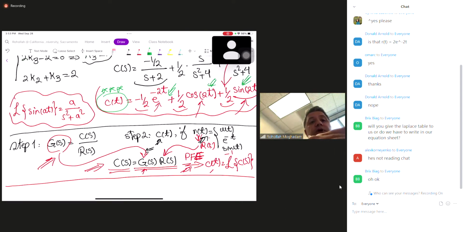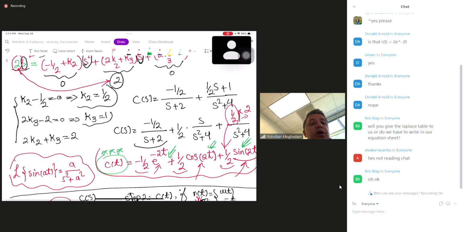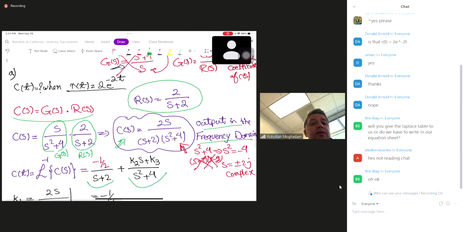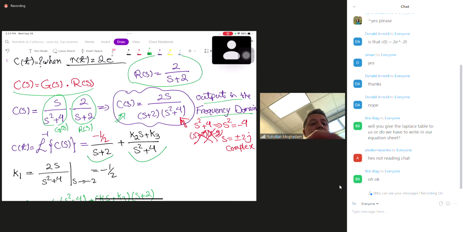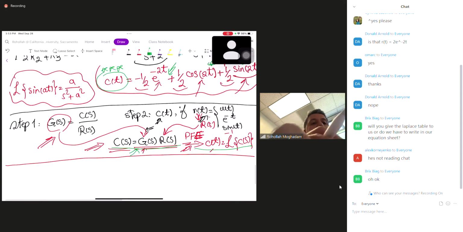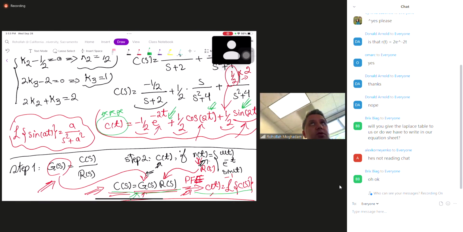So once you find C of t, you're done. You should not stop here. If you do C of s and stop, you will miss half of the calculation, because you haven't done the main part, which is the partial fraction expansion: finding all these coefficients and then doing the calculation. So this is the main part.